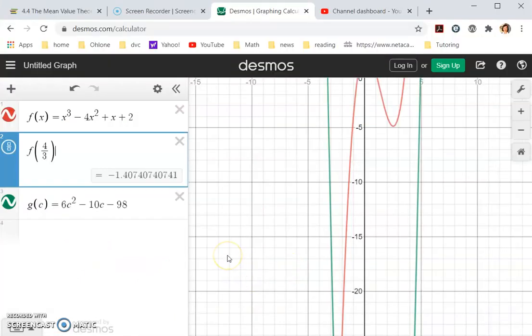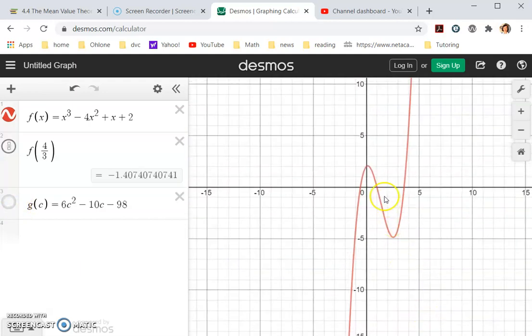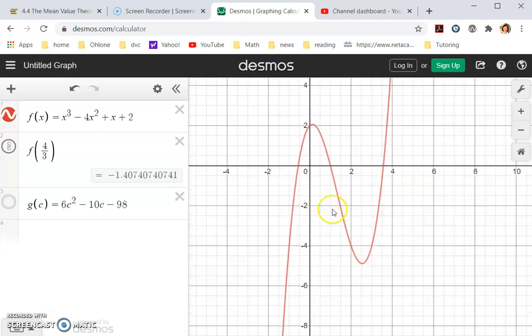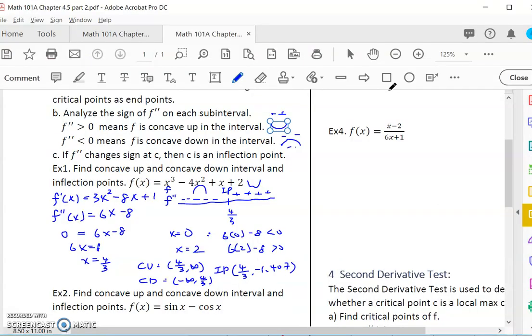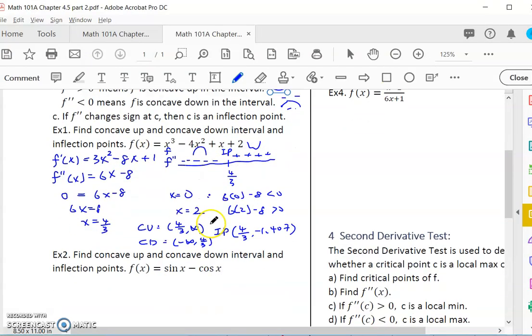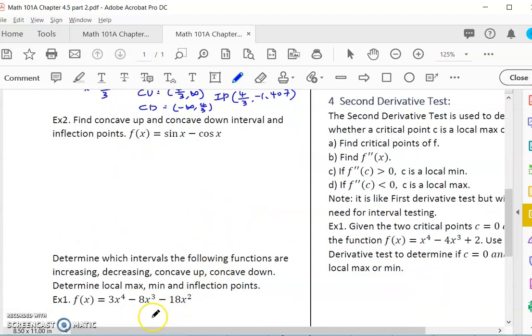You can briefly go over it. On the left of 4 over 3, it's the red one, okay? The left of 4 over 3, which is 1 point something, so it's kind of like here, right? It's down, right? After this, then it's up. That's the inflection point. Okay. We have another one, so we'll do it in the third video.